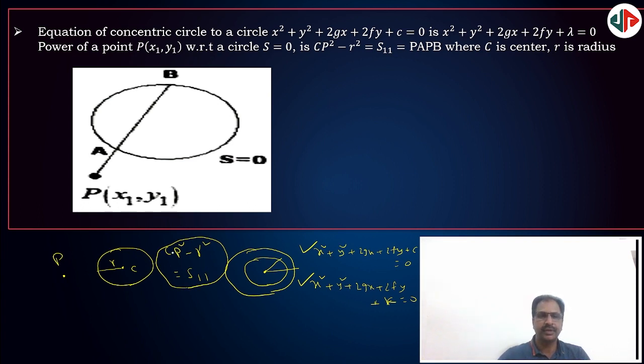And one more way of defining the power of the point is, look at this diagram. Draw a secant line from P which intersects the circle at two points A and B. Then PA into PB also represents the power, which is equal to S11. So power of a point is CP square minus R square, which is S11. Even it is PA into PB, which is also equal to S11. So that is what is meant by power of a point.